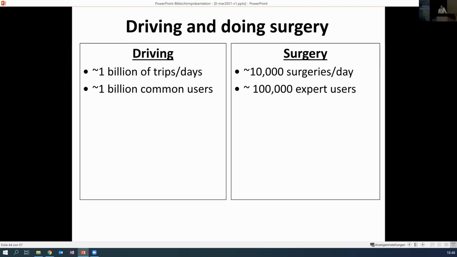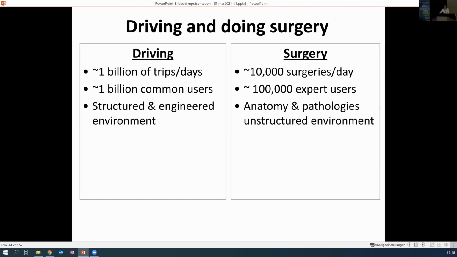So if we compare, say, okay, if driverless cars are going to happen, what would it take for surgery to happen? Well, look at the numbers, and you'll very clearly and easily come to the same conclusion. There are billions of trips per day. There are not billions of surgeries per day. There are billions of users per day. There are not billions of expert users per day.